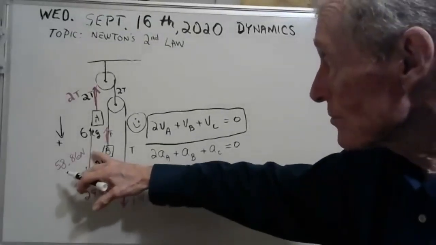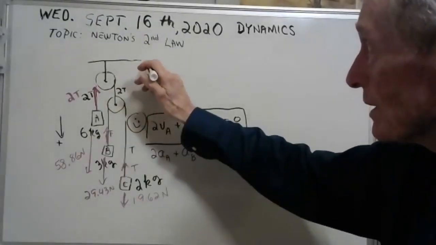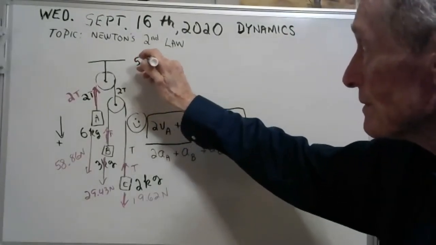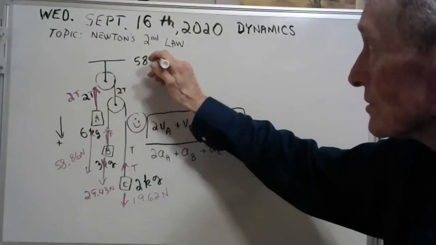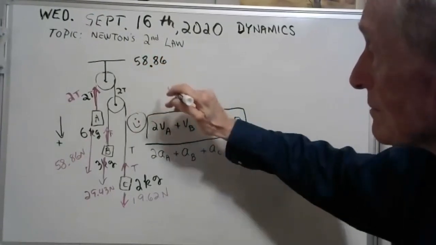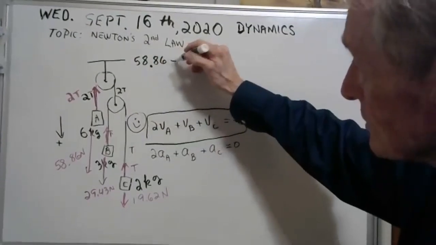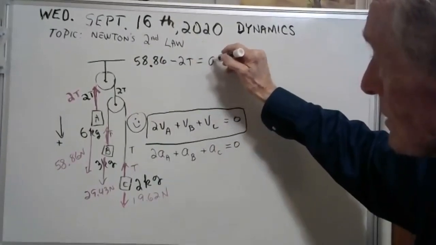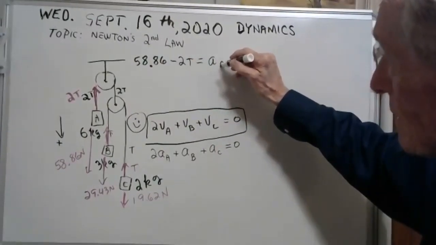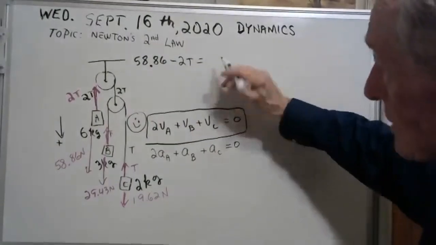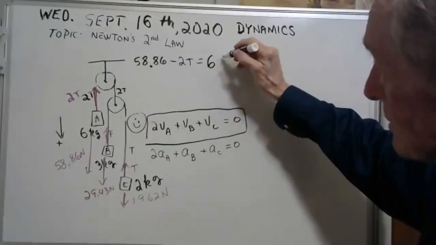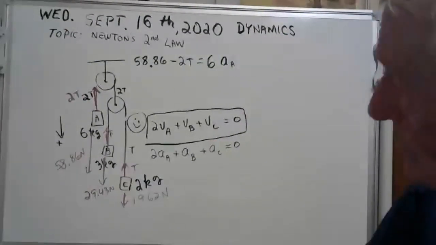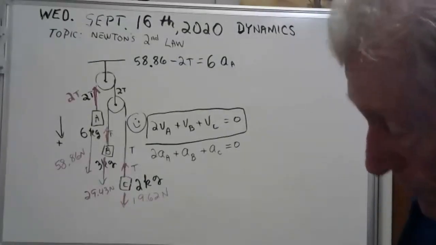Okay. Now, the sum of the forces on A will be going down. We got 58.86 going down minus 2T equals, wait a minute, the mass of A, 6 kilograms times the acceleration of A. Then I just wrote the Newton's second law for body A.